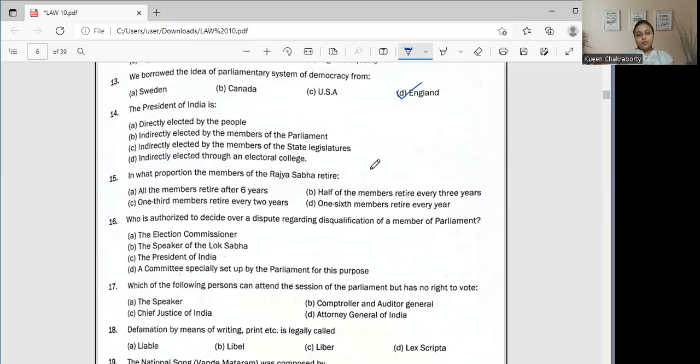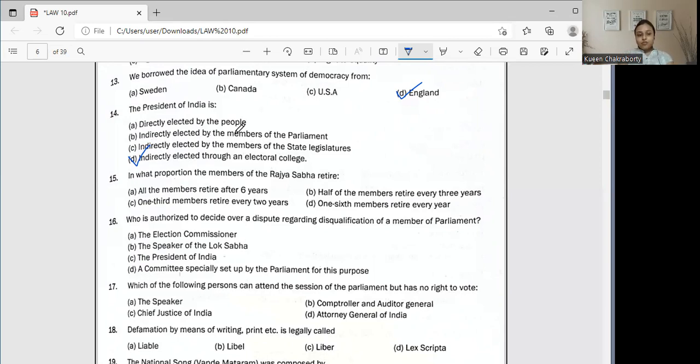Moving on to question number 14. The President of India is directly elected by the people. Option B, indirectly elected by the members of the parliament. Option C, indirectly elected by the members of the state legislature. Or option D, indirectly elected through an electoral college. It's definitely option D. You must have heard of what an electoral college is. So the President of India is indirectly elected through an electoral college.